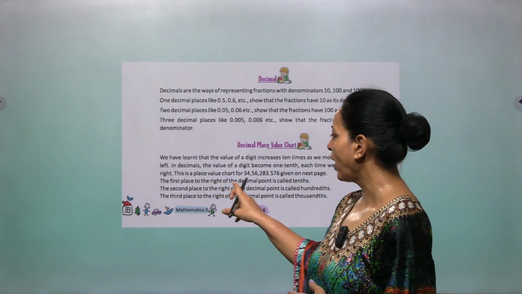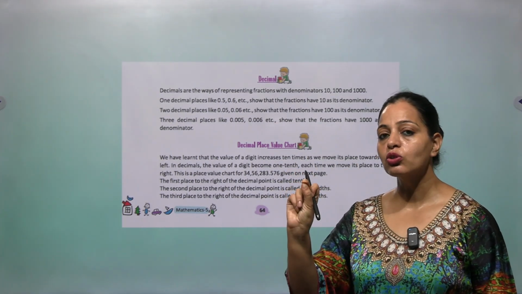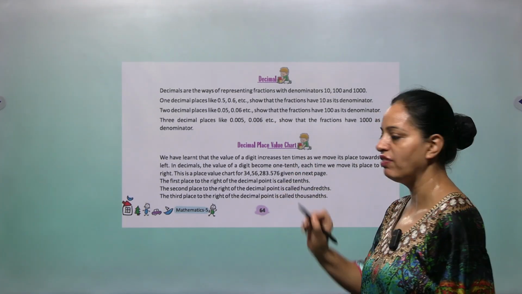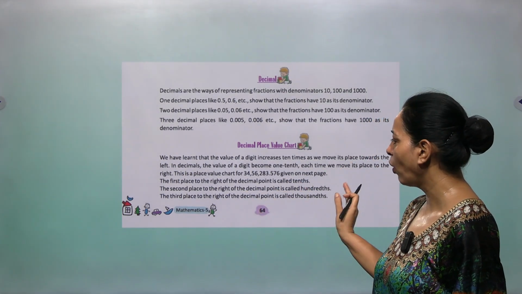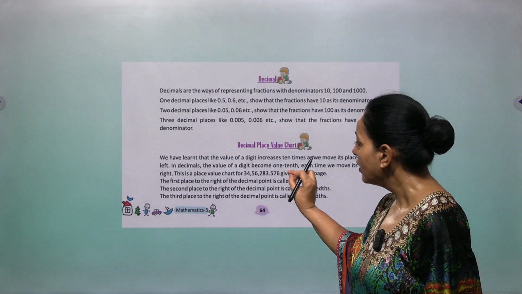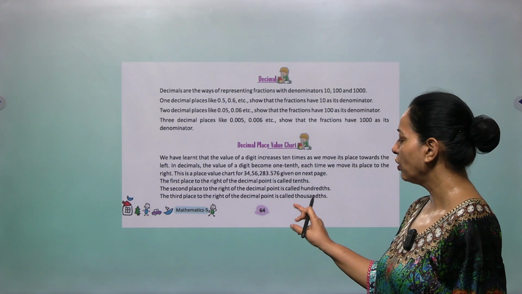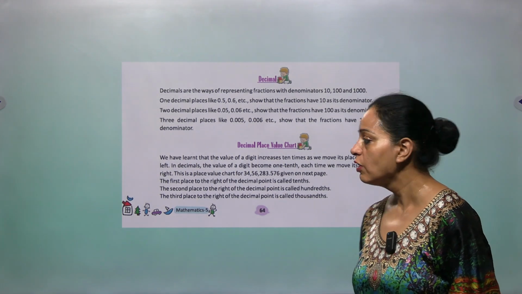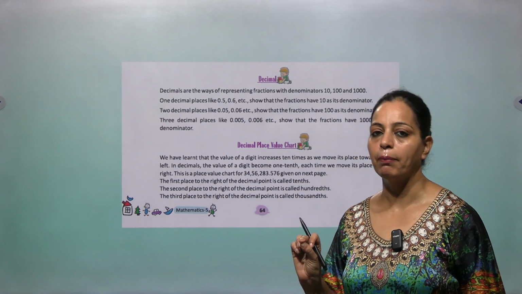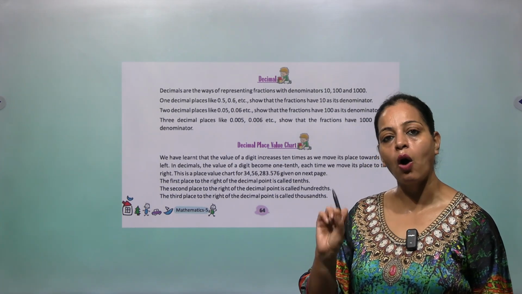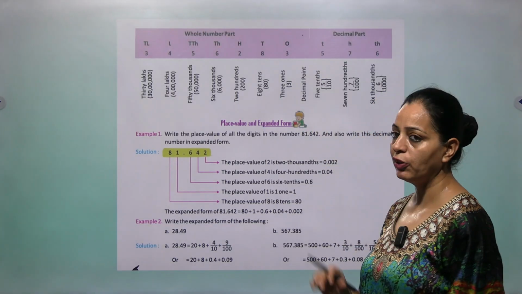The first place to the right of the decimal point is called tenths. The digit after the decimal, what will we call it? Tenths. Like here 5 is at tenths place. And 7, the second place to the right of the decimal point is called hundredths. The second digit after the decimal we call hundredths. And the third place to the right of the decimal point is called thousandths. The third digit after the decimal we call thousandths place. Thousandths, not thousand. Okay.